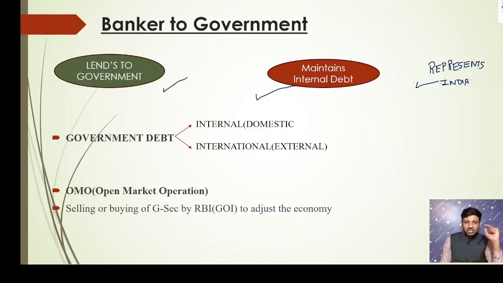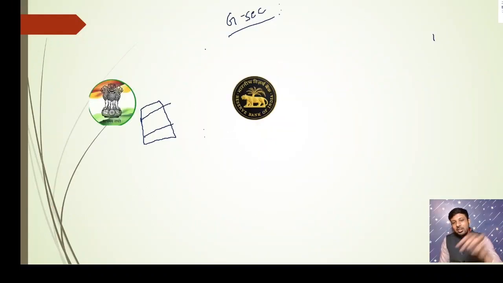First, we will see how the RBI lends money to the Government of India. To understand how the RBI lends money to the Government of India, we have to understand the basic concept that is known as G-Sec, or GSEC. GSEC is the short form of government securities.